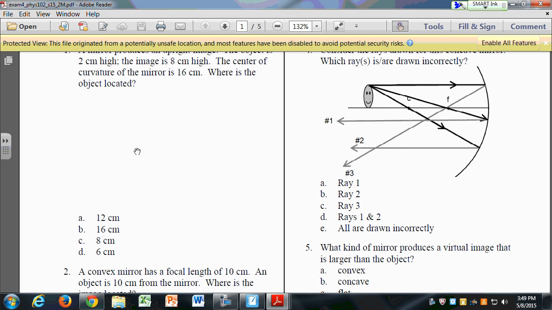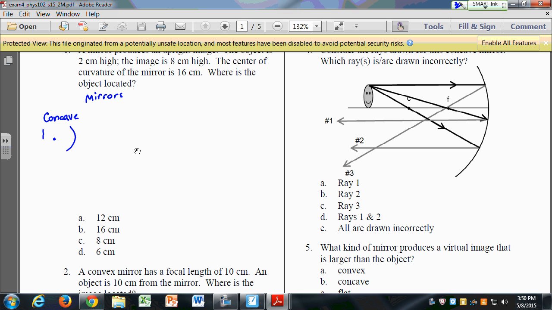So for our mirrors, concave, convex. For concave, you have, actually, let's do them. I'll do concave first.